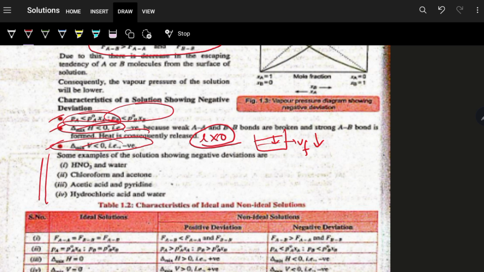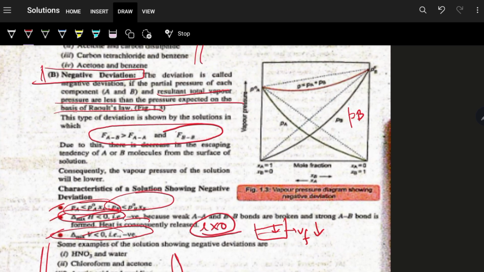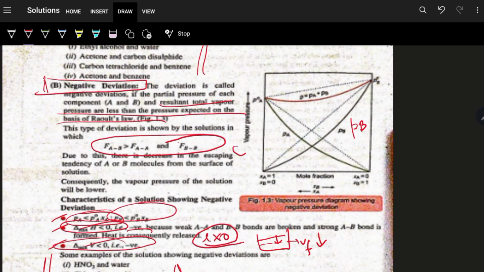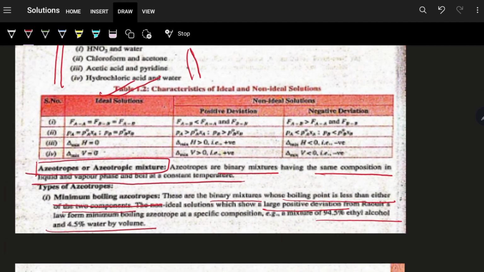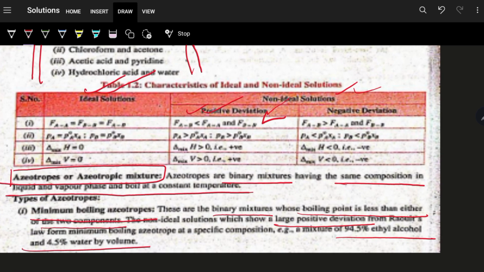So here are the examples of solutions that are showing negative deviation from Raoult's law. Nature of the plot also we have seen. There is a dip in the vapor pressure in each case. So this is a tabular form of ideal solution, the factors, and non-ideal, positive and negative deviation. Always remember that people get confused here about the forces of attraction, because for positive deviation they always remember everything as greater. Delta H mix is greater than 0, delta V mix is greater than 0.